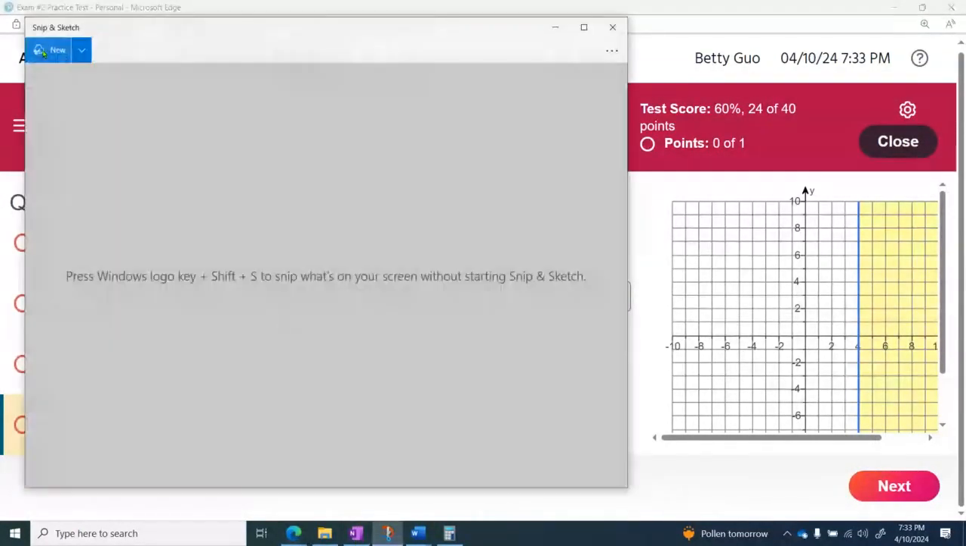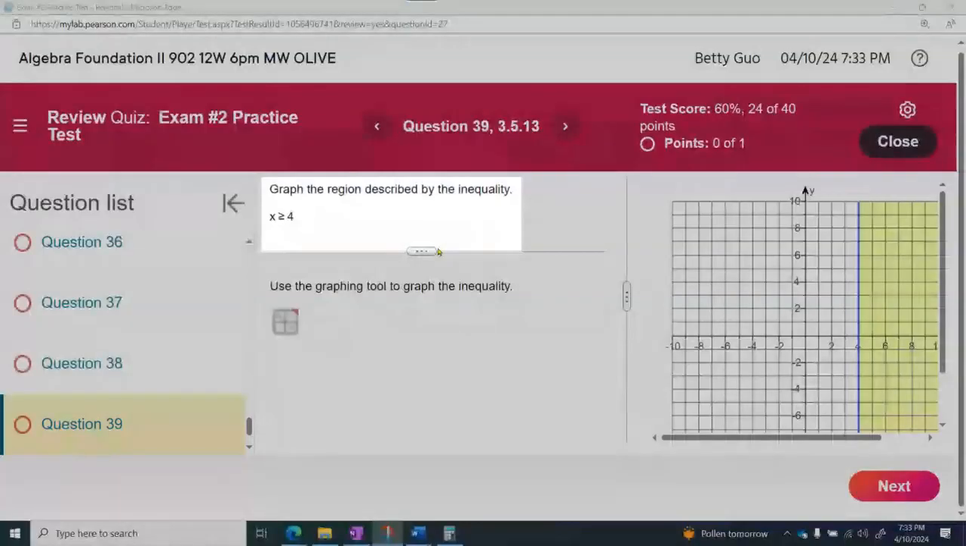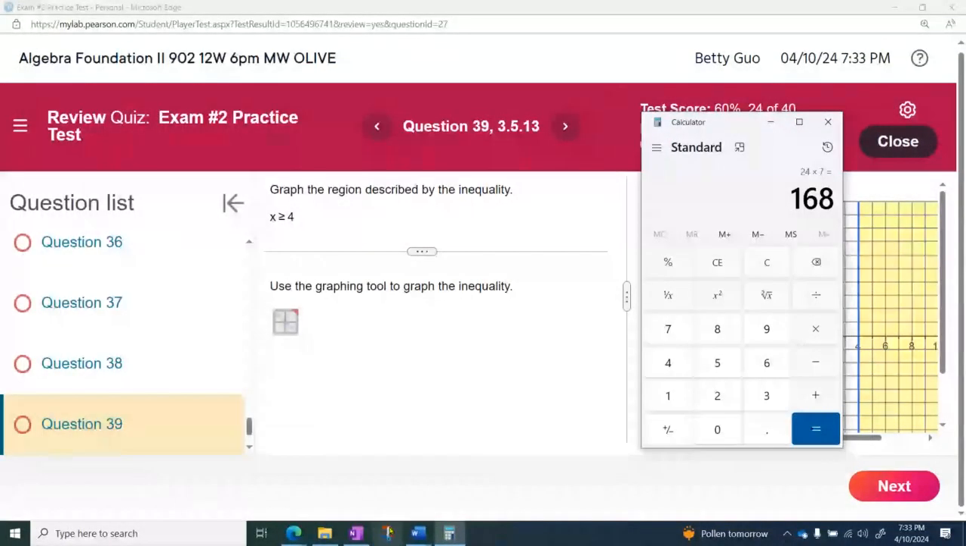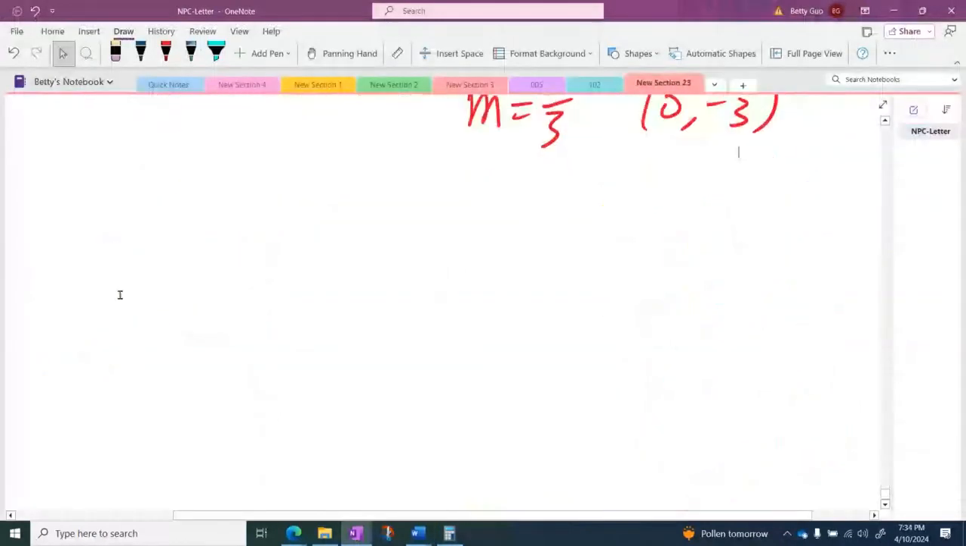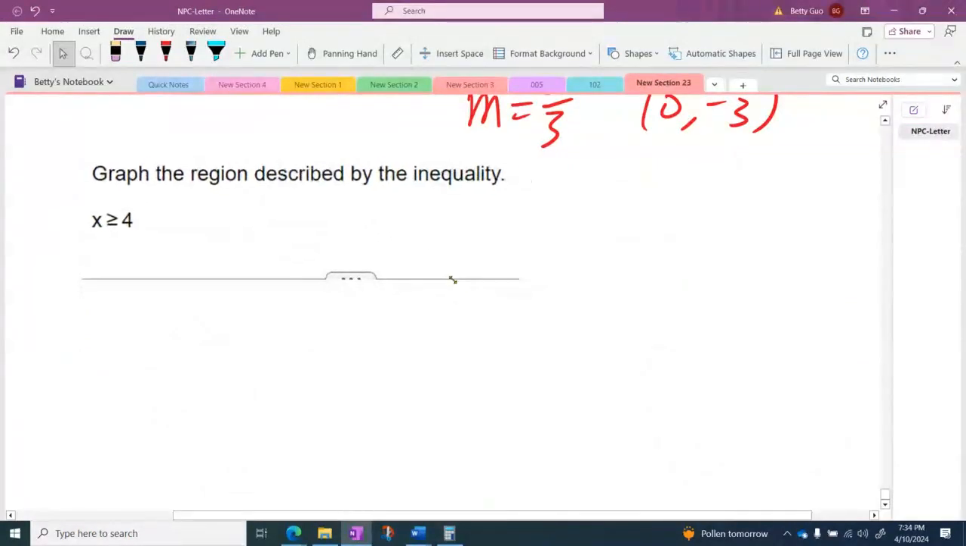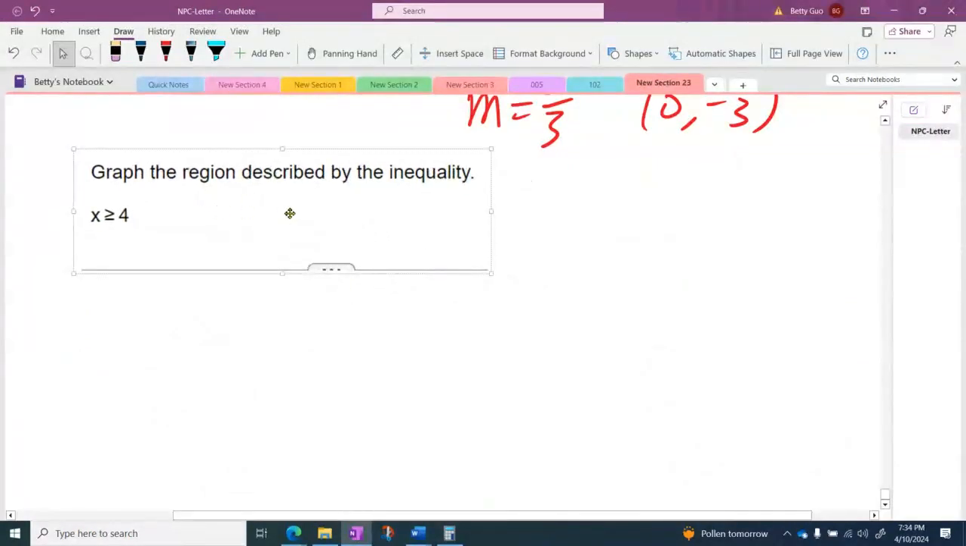Next is to graph a linear inequality in two variables. Do not get confused if you see the inequality only has one variable. Graph the region described by the inequality. When you go to the exam, exam 2 covers chapter 3 and chapter 5. If you see an inequality, it's going to be a linear inequality in two variables. Okay, do not worry about it. You will understand. Let me explain.